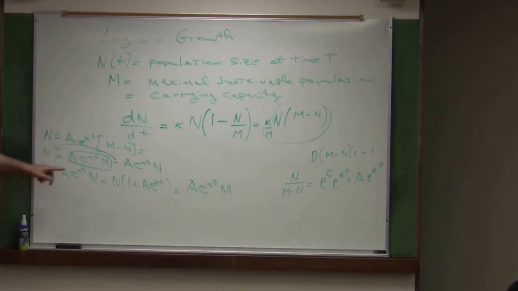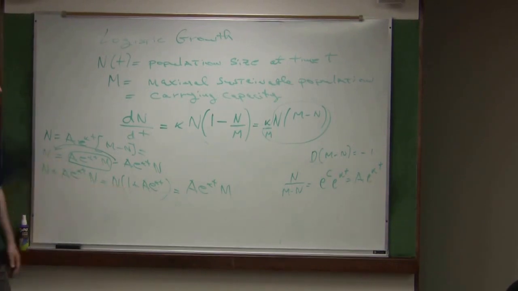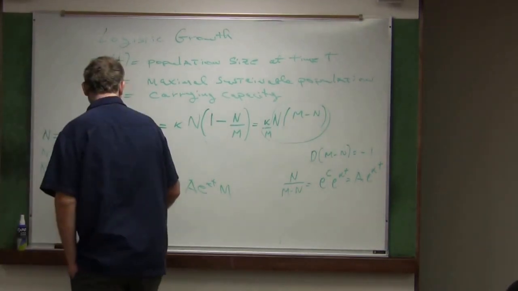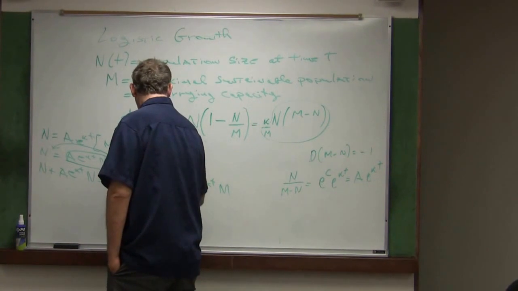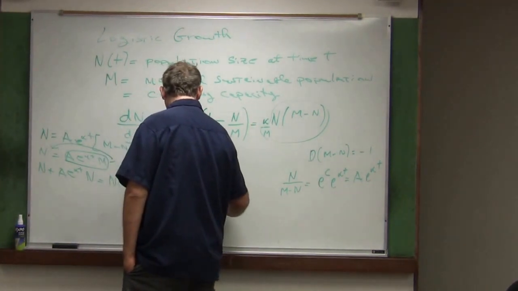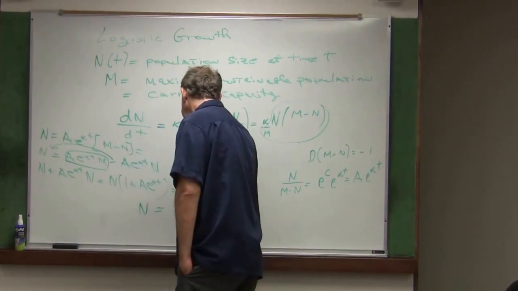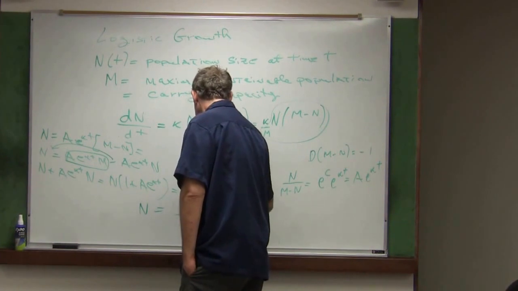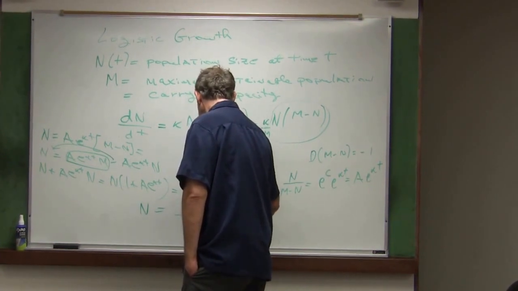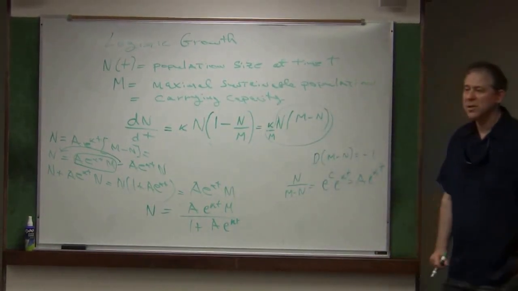Once I move this over here, my right-hand side is this, and then all I do is factor it. Now all I have to do is divide by this. So I'm going to get n is a e to the kt m divided by 1 plus a e to the kt. And there's a solution.